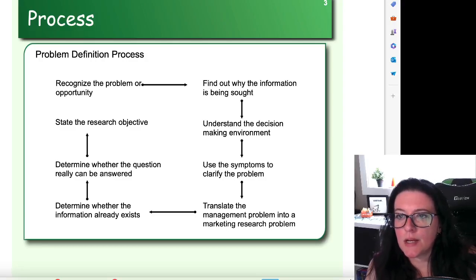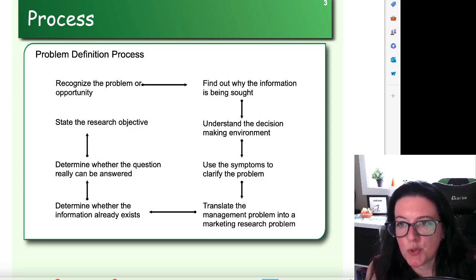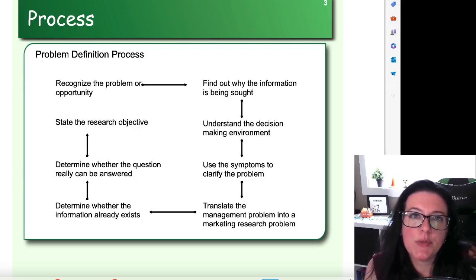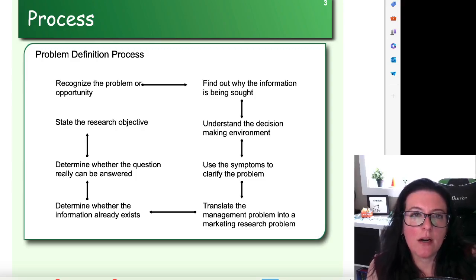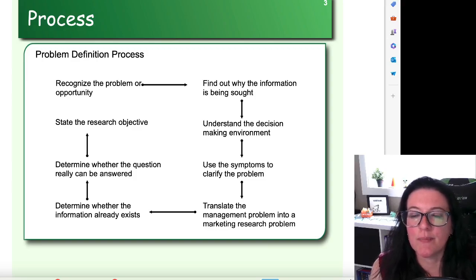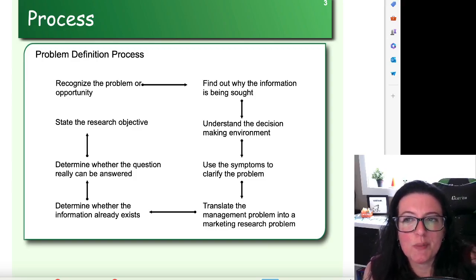We're continuing our discussion about defining the research problem. So we're taking issues and opportunities within an organization and turning them into a research project. We need to recognize the problem or the opportunity, and often that's not clear and has to be probed and dug deeper to make sure the focus is really what would inform decisions for the organization.